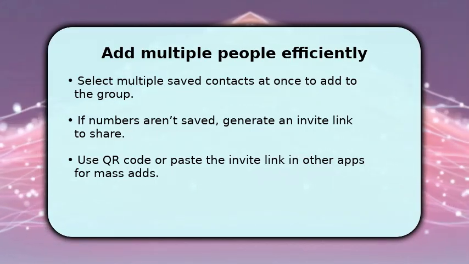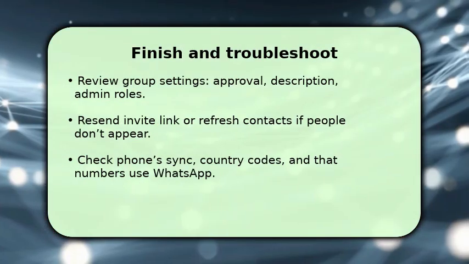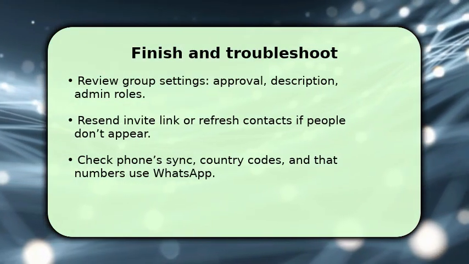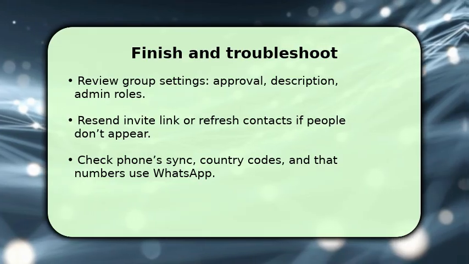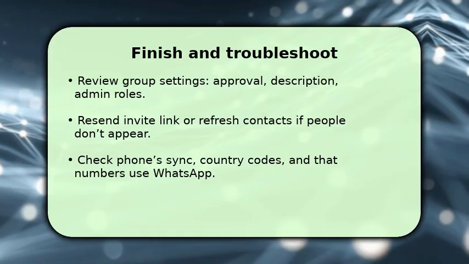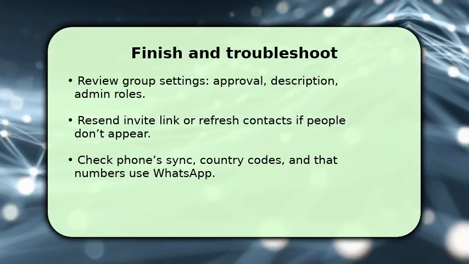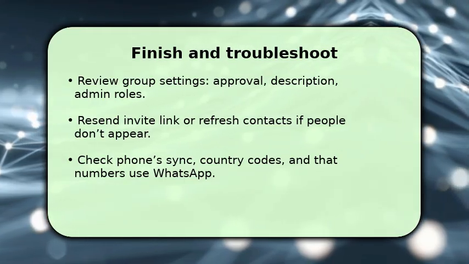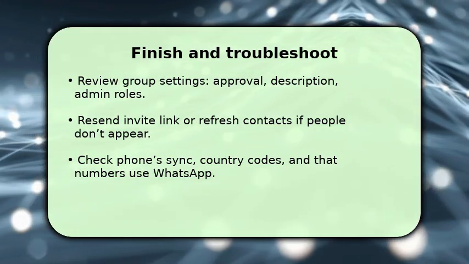To finish, confirm group settings and tidy membership. Make sure the group info, description, and admin roles are set how you want, and check participants to verify everyone joined. If someone can't join, resend the invite link, ask them to refresh contacts or re-enter the correct country code. You may also remove and re-add their saved contact.